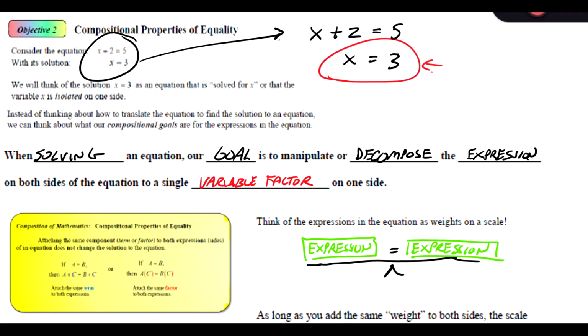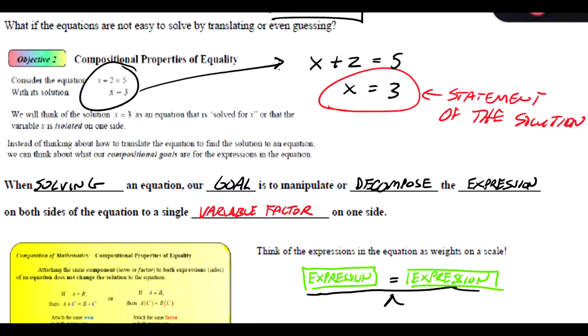as a way to state a solution. This is basically a statement of the solution. So if I look at the two equations and compare them, then look at the expression on the left compared to the expression that we want in our solution.